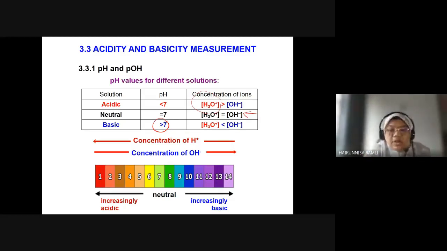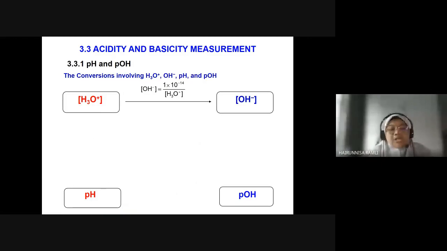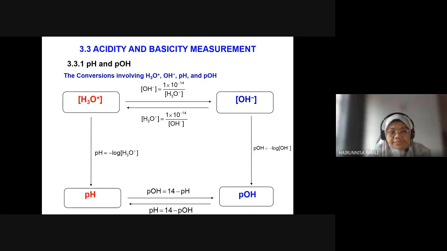Okay, so basically ni lah yang selama ni you pakai kan, the pH paper. Okay, we know that the neutral is around here. Okay, paling neutral is 7 lah. Okay, so increasing acidity means that concentration of H plus you bertambah. Increasing basicity, OH you yang bertambah, concentration. So, the conversion is, saya buka dulu semua lah.